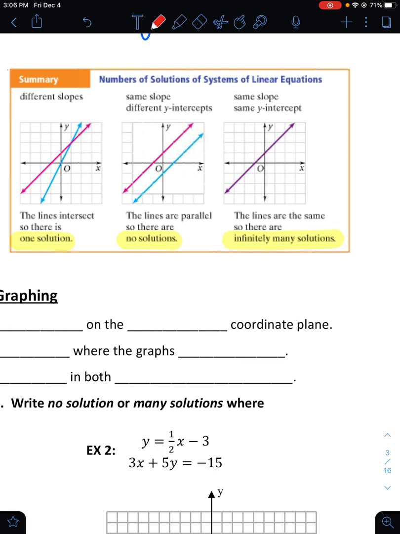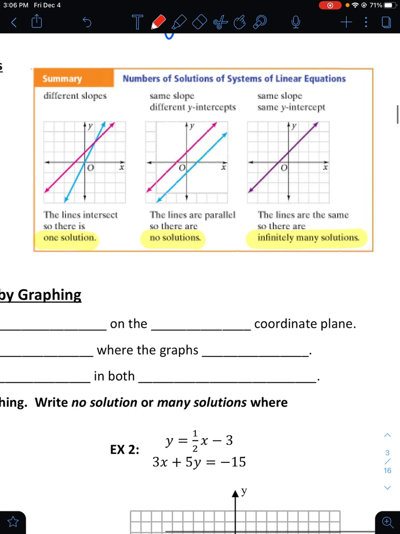If there is one solution, do you see where these graphs intersect? This dot right here I'm drawing. Wherever they intersect means that ordered pair is on both lines. Therefore, that ordered pair is a solution to both equations. So when we draw a graph and they intersect at one point, that is the solution. Whatever that x comma y is, that's going to be our answer.